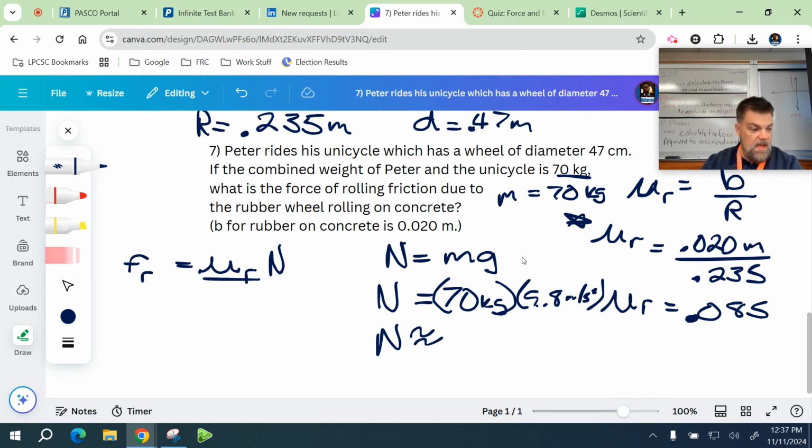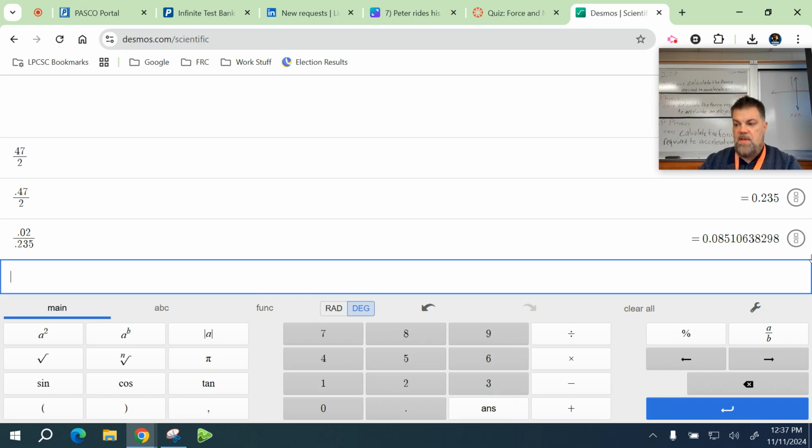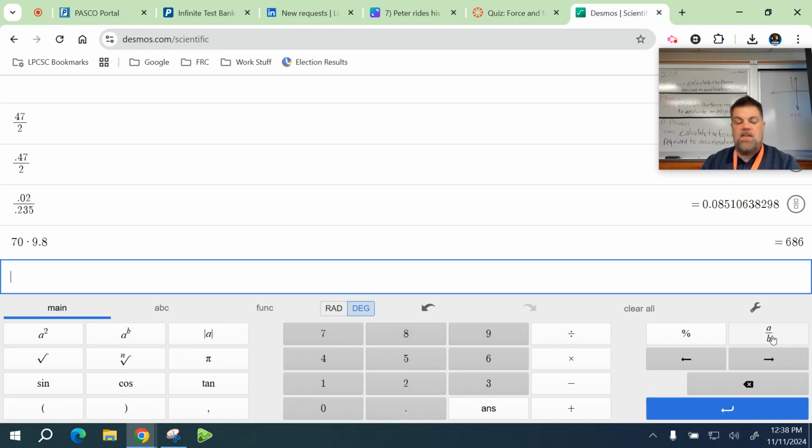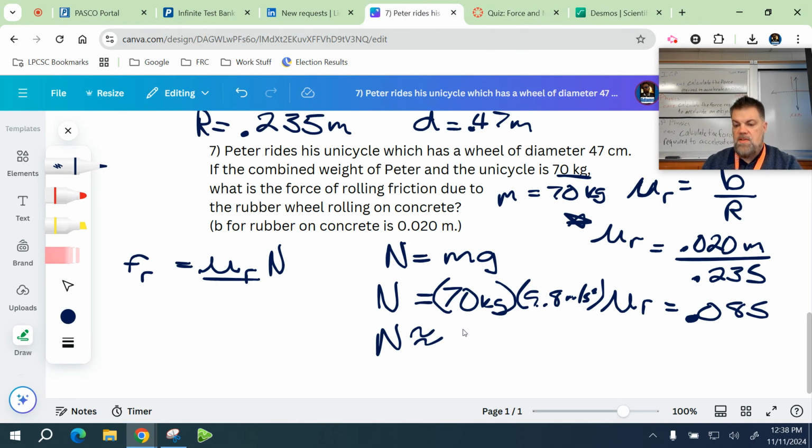And if we do that in the calculator, I'm going to take this number, 0.085. Oh, no, not yet. Wait, let me think. I got to do the normal force first. So the normal force was 70 kilograms times 9.8 meters per second squared. So that's about 686 newtons total.